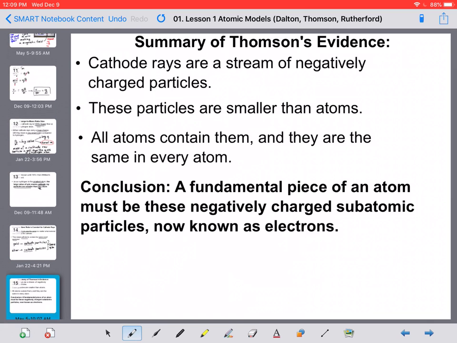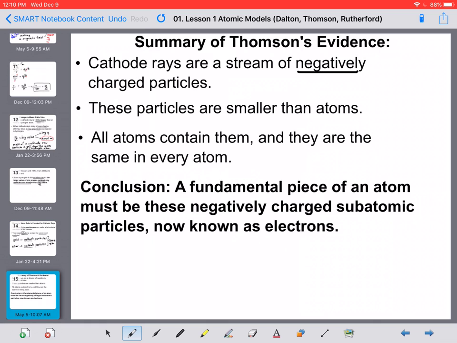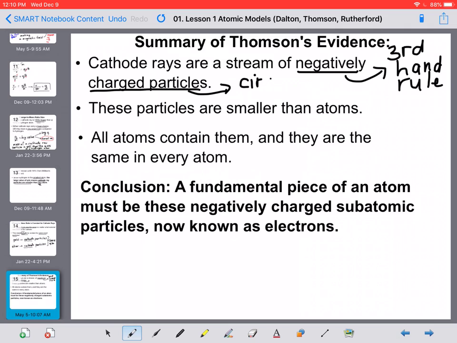And so, as I said, this means all atoms, it doesn't matter what the cathode is made of, all atoms contain these cathode particles. Okay, so to summarize, we've learned that cathode rays are a stream of negatively charged particles. The reason that we knew they were negative is because of the third hand rule. Okay, and the reason that we know that they're charged is because of the circular motion that they make in a magnetic field.